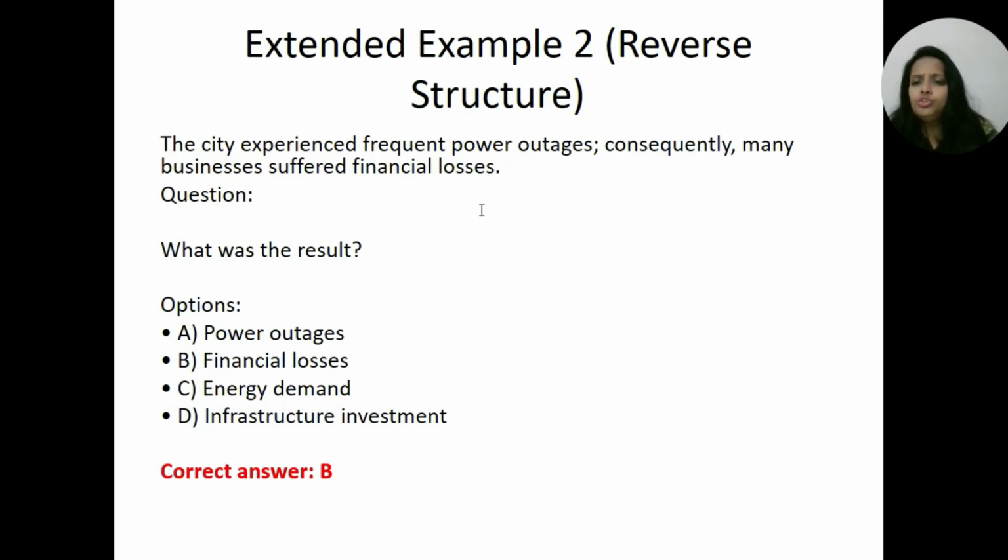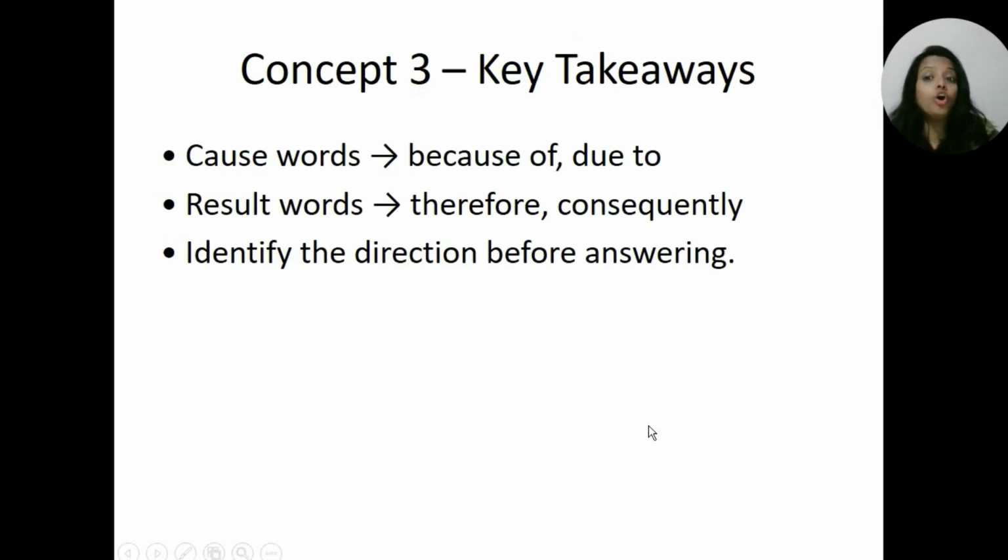So what you need to remember is cause words like because of, due to. Try to identify and analyze them so that you can come up with the correct option. And the result words also matter a lot, for example, therefore, consequently. You need to look out for them very carefully and identify the direction before answering.